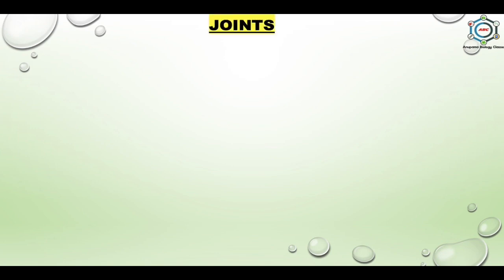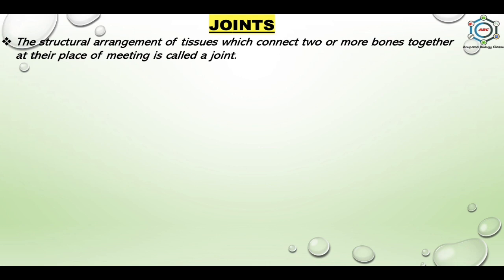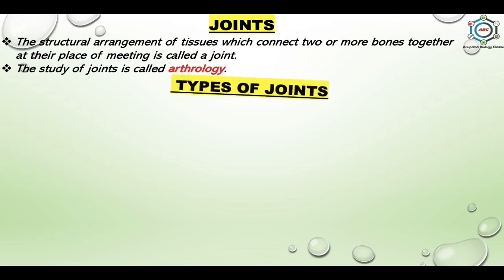And at last, joints. So, what is a joint? The structural arrangement of tissues which connects two or more bones together at their place of meeting is called a joint. A joint makes the body flexible and allows the growth of the structures they connect. The study of joints is called arthrology.